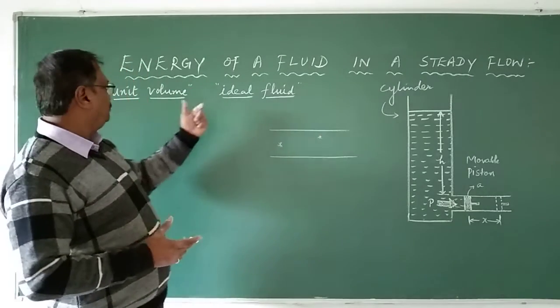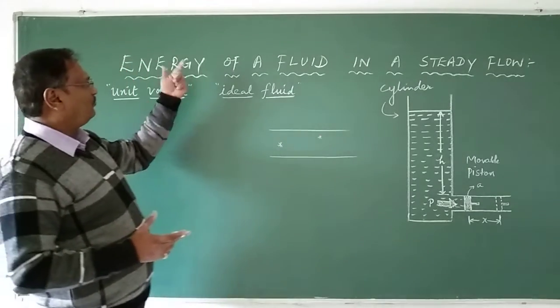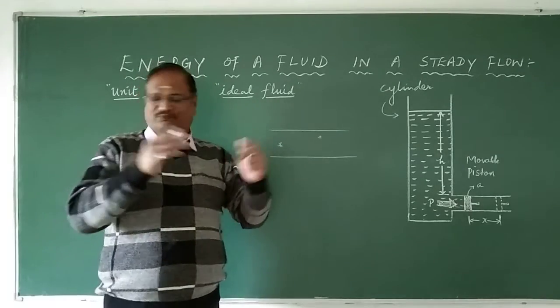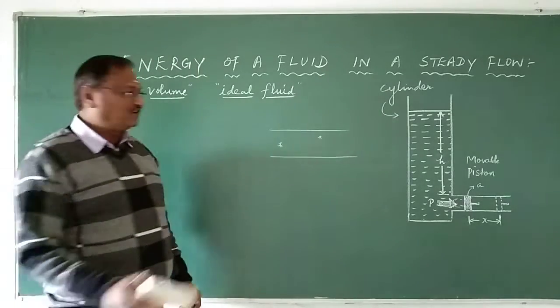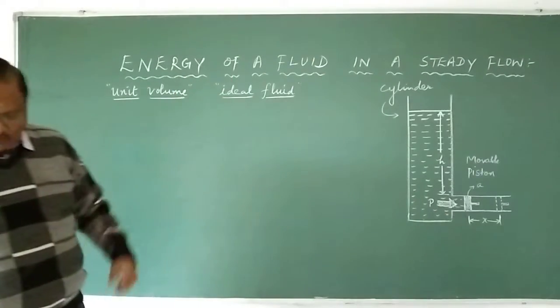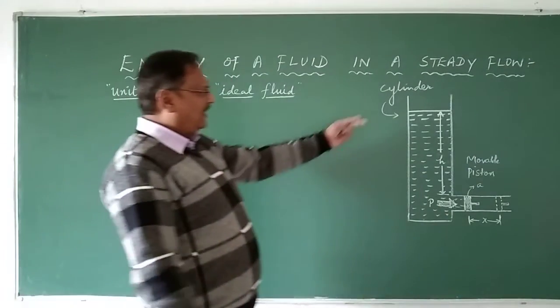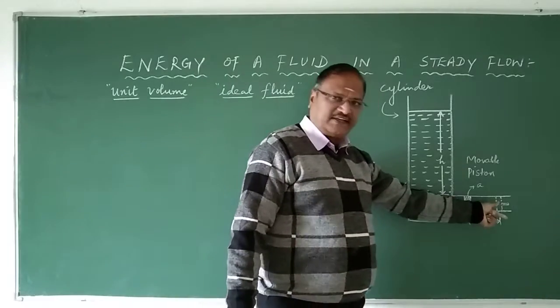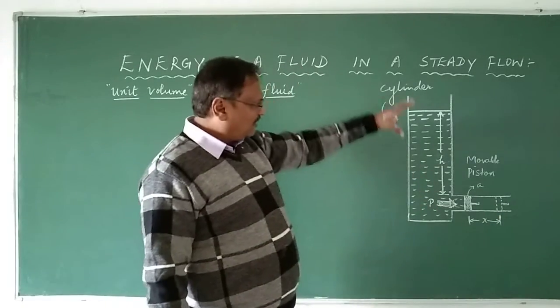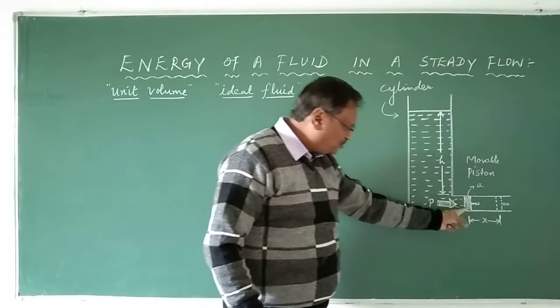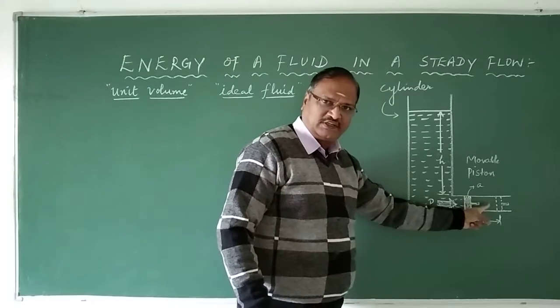Now what we are going to do here is find out the energy per unit volume. Okay. Now what is the energy of the liquid per unit volume? So let us find out what are all the energies possible. I have drawn here a cylinder and there is a narrow pipe here, and now what are the energies it is going to possess the moment there is a piston here. It is a movable piston, right?